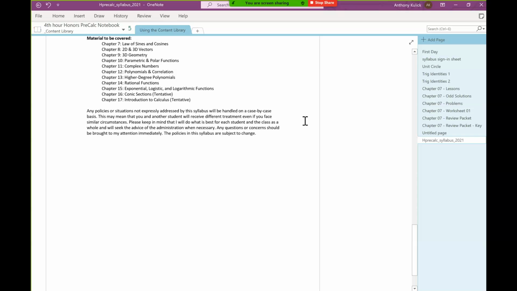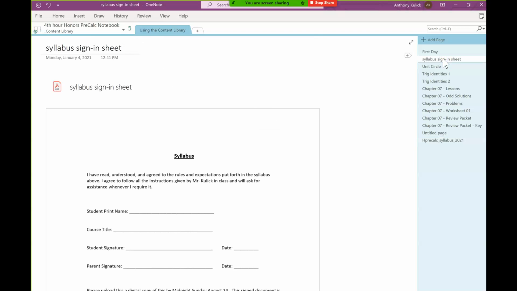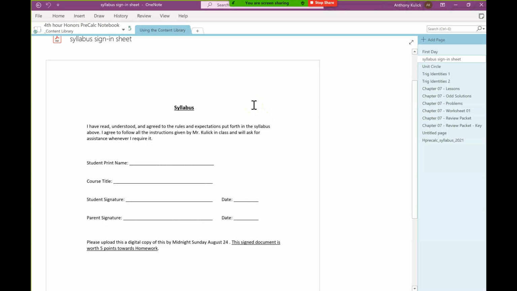The first thing for our weekly homework check, for the homework check on Sunday the 10th, is this syllabus sign-in sheet. It just says that you've read the syllabus and are cool with that, and you've shown it to your parents and/or guardian, and they're cool with that. But you do need to do that.